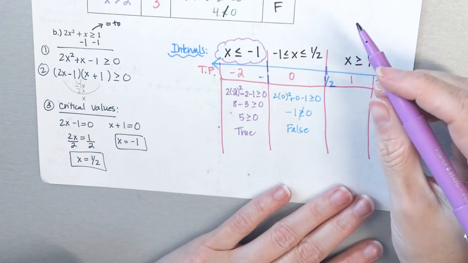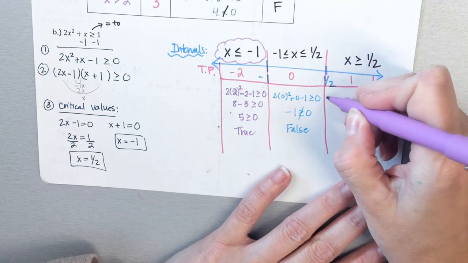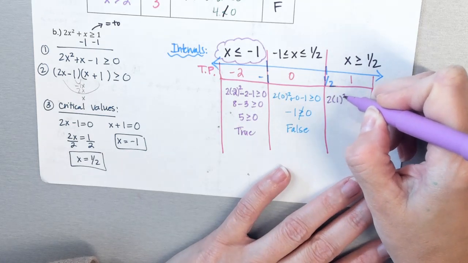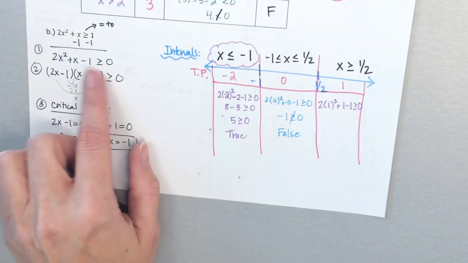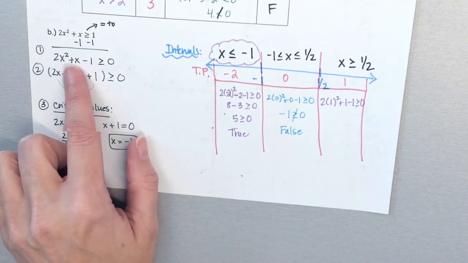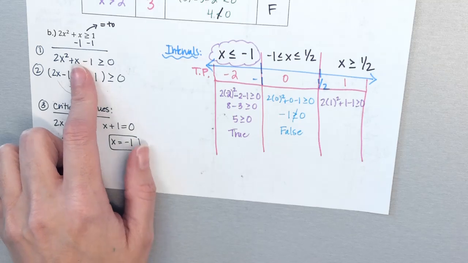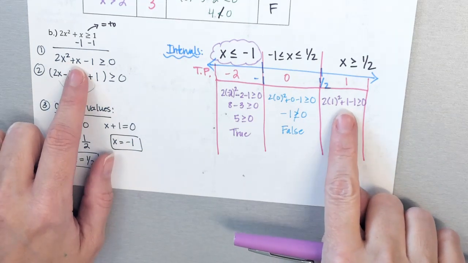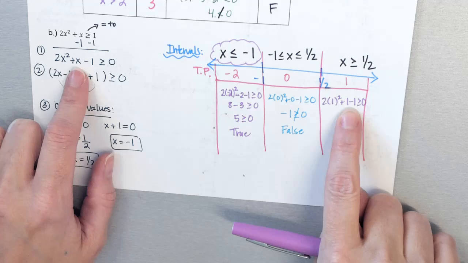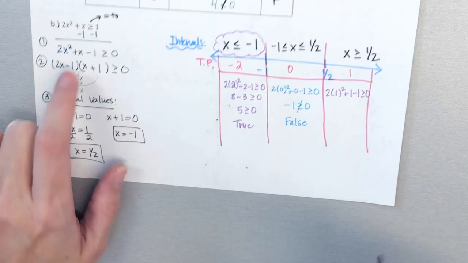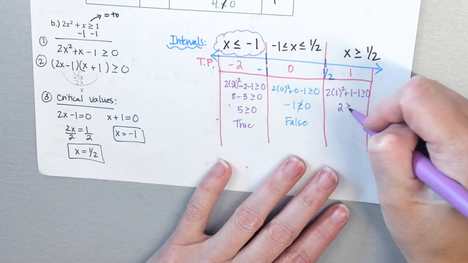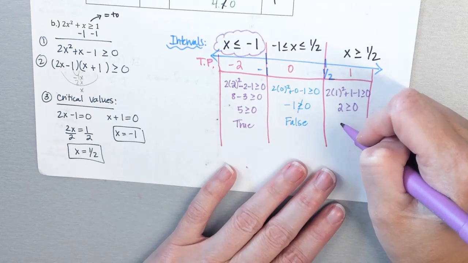And then we also have to check this one. So you have 2 times 1 squared plus 1 minus 1. Every time I plug that in, I'm just looking at my first step here. So I'm plugging in 1 every place there's an x. I can see here this is going to cancel out, right? And 1 squared times 2 is just 2. So is 2 greater than or equal to 0?